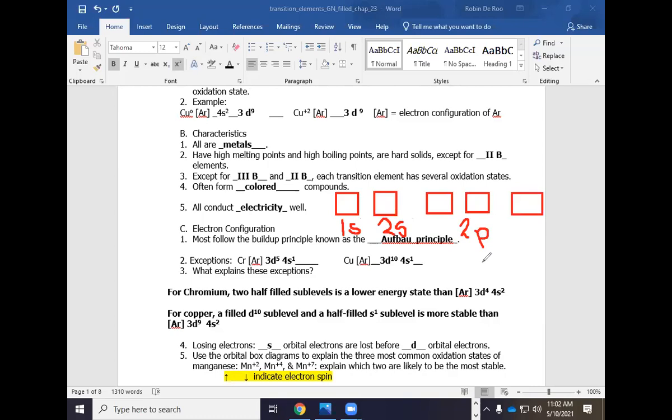And you can start with the nearest noble gas, which is what we did here. Instead of starting all the way at the beginning, you can start at the nearest noble gas to manganese. So you're going to have to pull out your periodic table and figure out the nearest noble gas to manganese. And then you're doing this little box diagram. So that's what you're doing right now. I'll give you some time to do that.